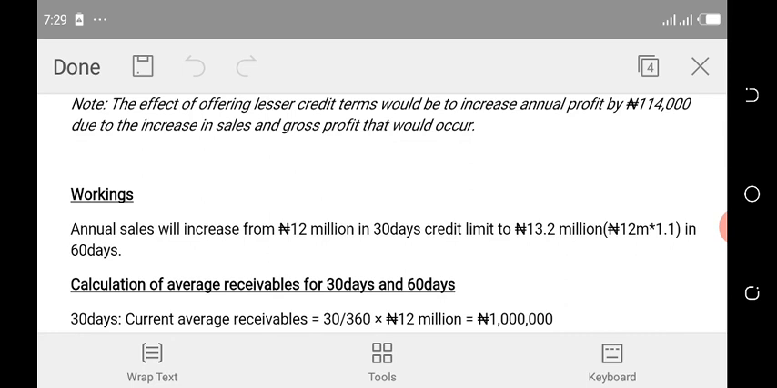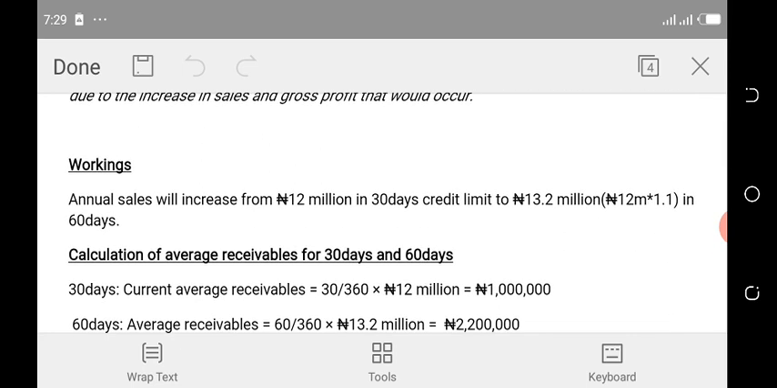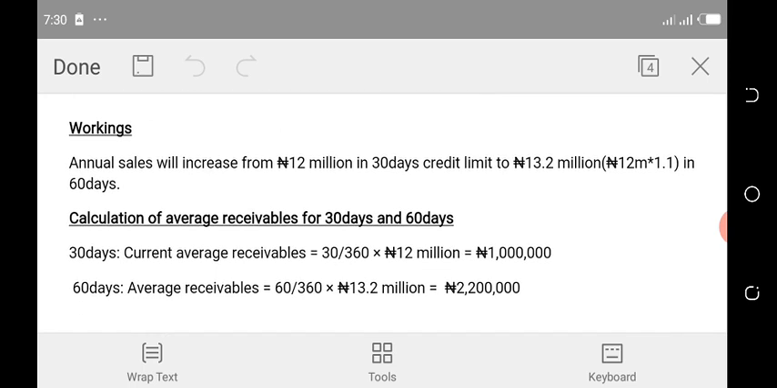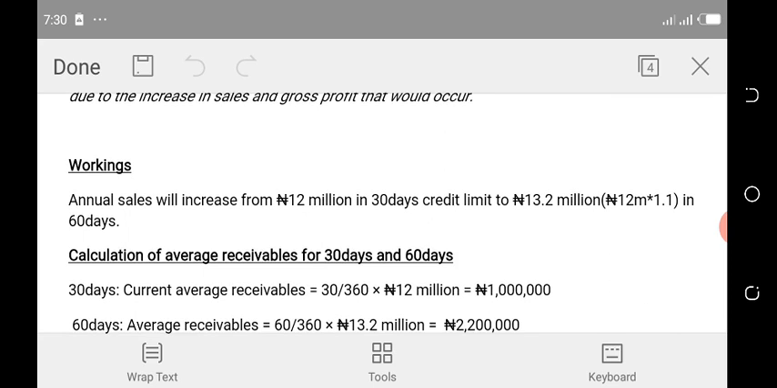So when the credit limit is 30 days, the annual sales is 12 million. When it increases to 60 days, the annual sales will increase by 10%, which is 12 million times 1.1, which is 13,200,000.